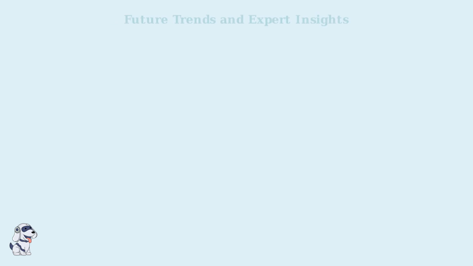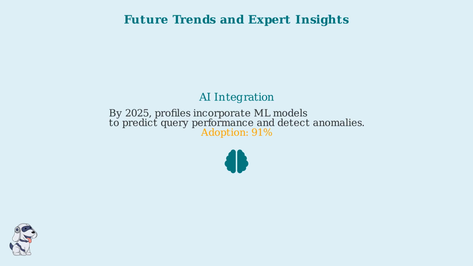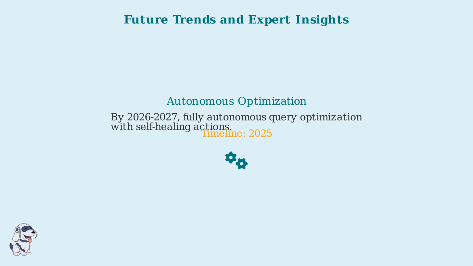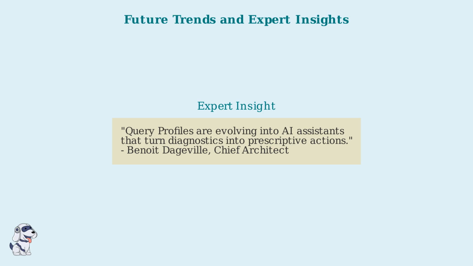environments. The future of Snowflake query profiles is trending toward increased automation and AI integration. By 2025, profiles incorporate ML models to predict query performance and detect anomalies. Profiles are also adapting to Snowflake's serverless and multi-cloud environments. Experts predict fully autonomous query optimization by 2026 to 2027, where profiles trigger self-healing actions. Snowflake's chief architect states that query profiles are evolving into AI assistants that turn diagnostics into prescriptive actions. Stay tuned for exciting developments in the realm of data-driven query optimization.